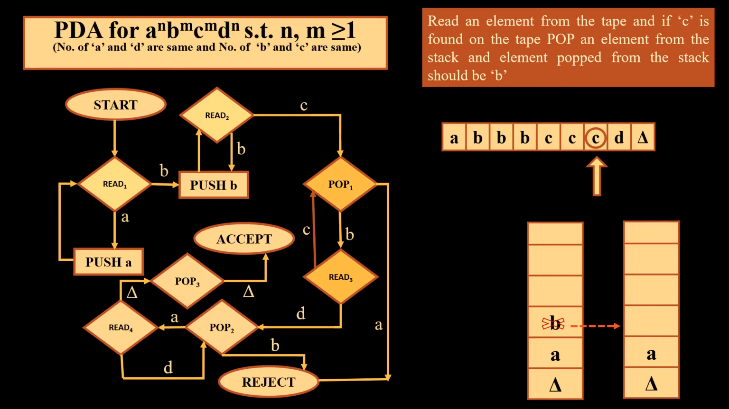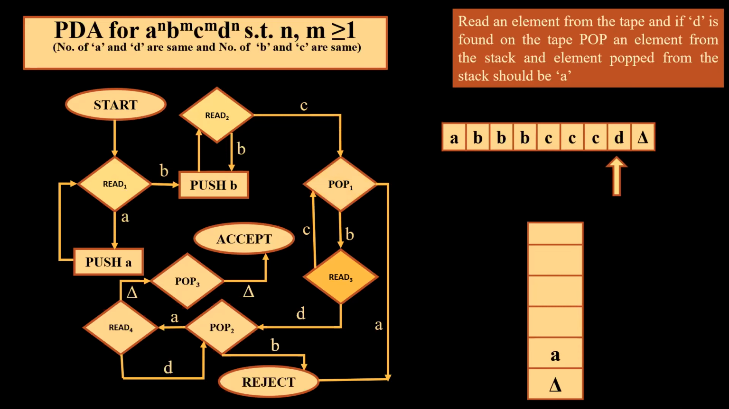Now, when we have completed C on the tape, we should have popped all the B from the stack. Since the scenario over here is that corresponding to every C, we have popped every B. That means B^M is same as C^M. Now we are left only with one element on the tape, that is D, and we are left with one element on the stack, that is A.